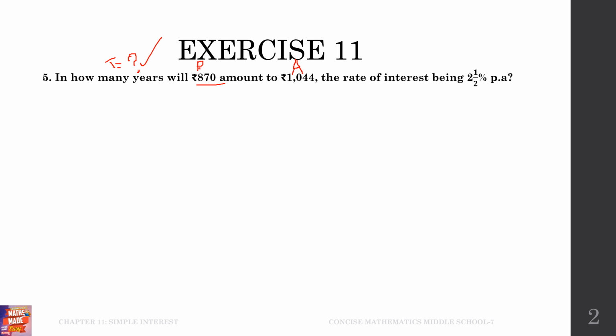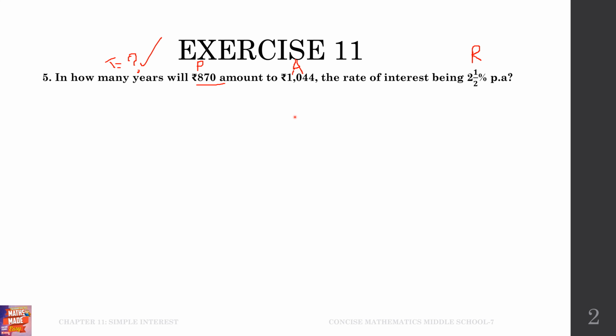We need to give some extra amount, which is said to be interest, along with this principal within a particular time period. The rate of interest, that means R per annum, they need to pay the interest of 2 1 by 2%.